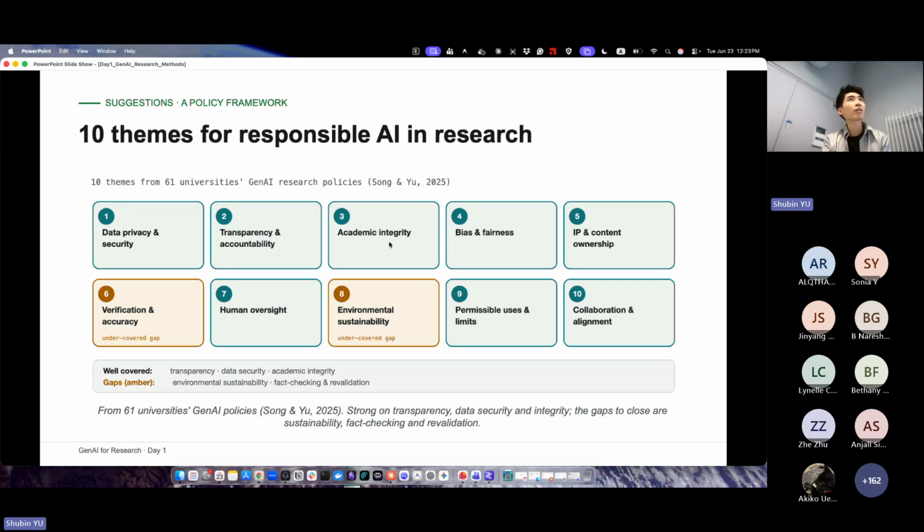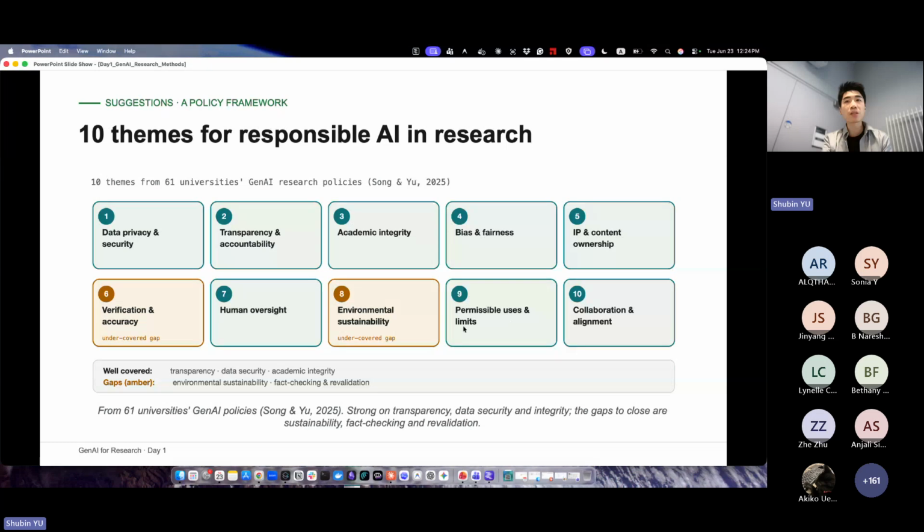Academic integrity, right? You cannot just ask it to generate fake data and then use this fake data as real data. Bias and fairness. Intellectual property and content ownership, right? That's actually where most libraries say you should never upload a paper to GPT, but there's always another way to do it. Verification and accuracy: you need to double check. Human oversight is very similar to verification. Environmental sustainability: only 2 schools mentioned it. So it's really overlooked, right?